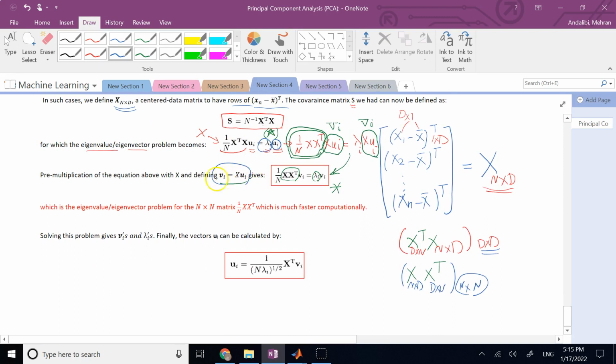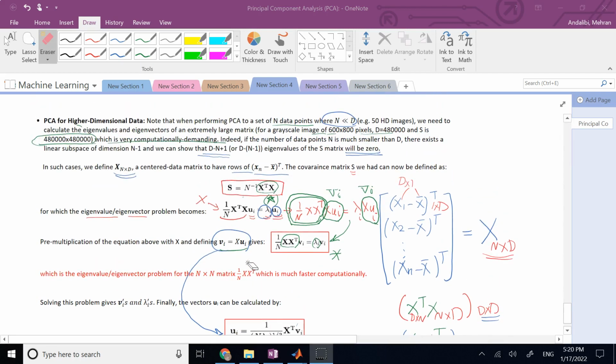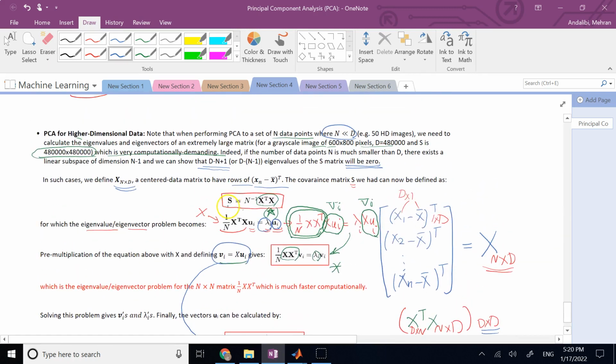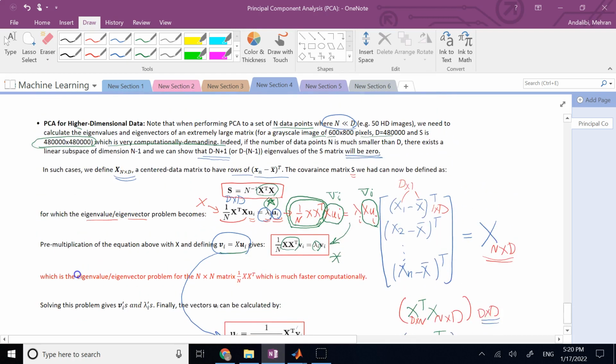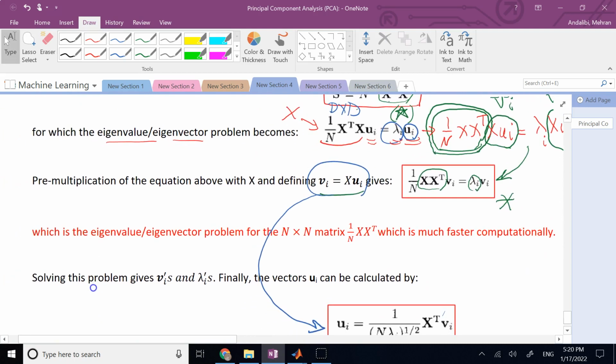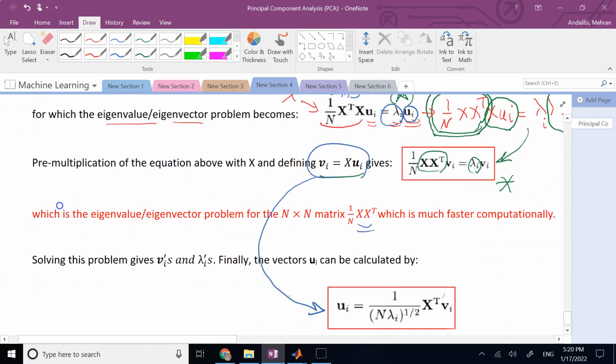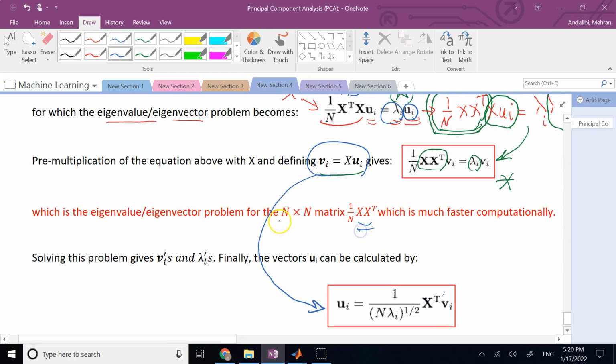All you need to do is find the u's from here, or you can reformat it and write it this way, as you can see in the box. So if I want to summarize, what do we do for high dimensional data where you don't have a ton of samples? Instead of defining the S matrix as traditional, which comes down to a d by d covariance matrix for which calculating eigenvalues is very hard and time consuming, instead I form the X X transpose matrix. And this matrix is going to be n by n, a much smaller dimension. I calculate the eigenvalues for that, the lambda_i's, and the eigenvectors, v_i's.